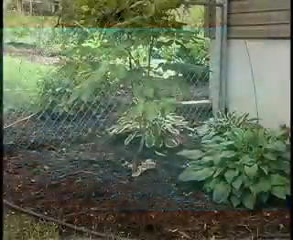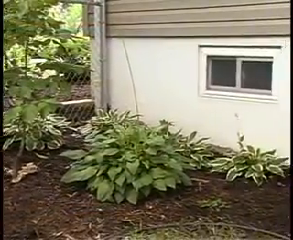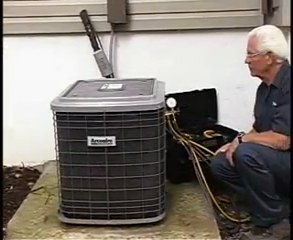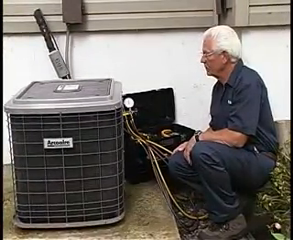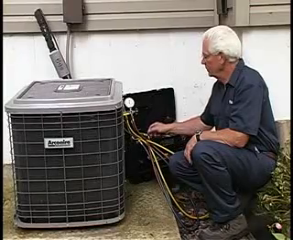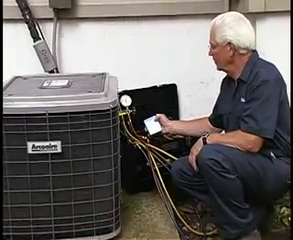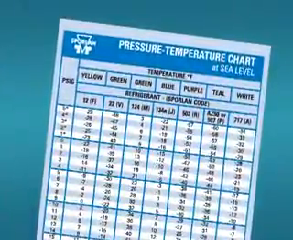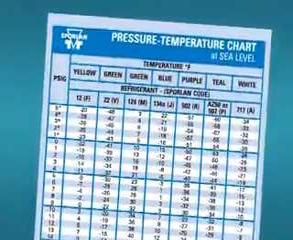The HVACR service technician uses an array of tools and test instruments to diagnose problems and evaluate system performance. One tool that is readily available, inexpensive, and yet rarely used to its fullest advantage is the pressure temperature card, or PT card.